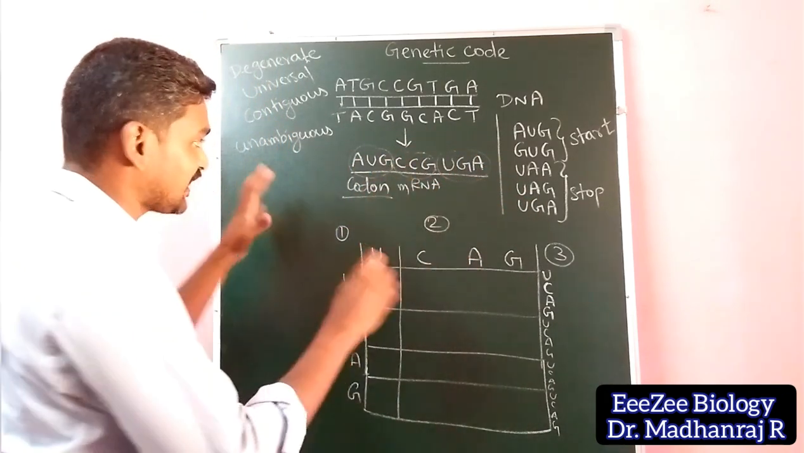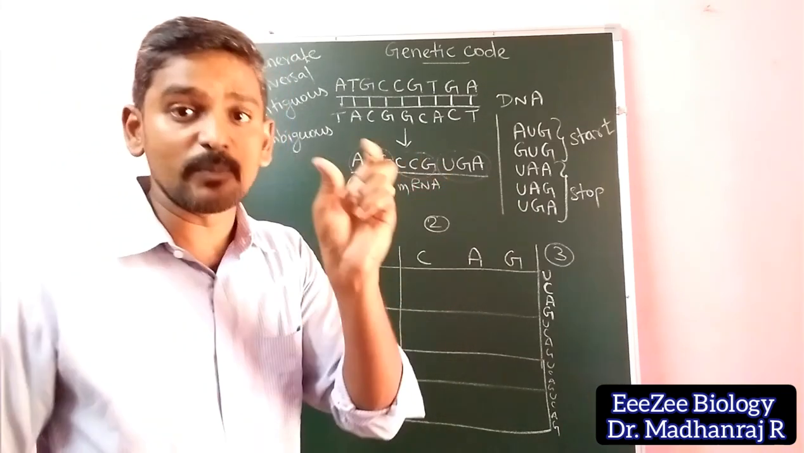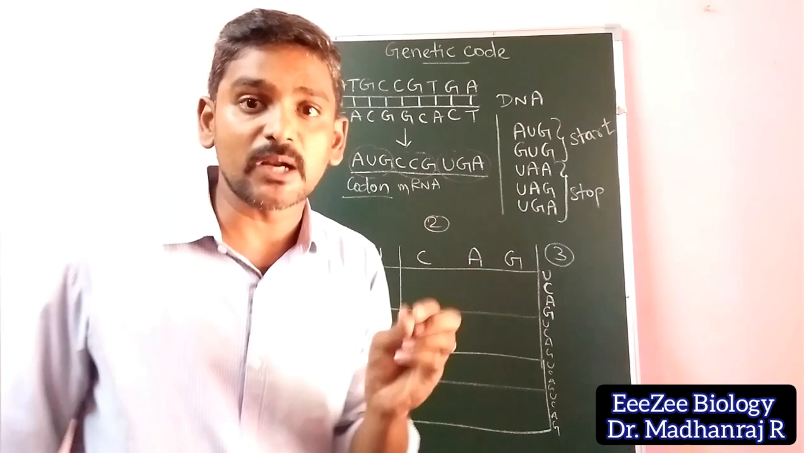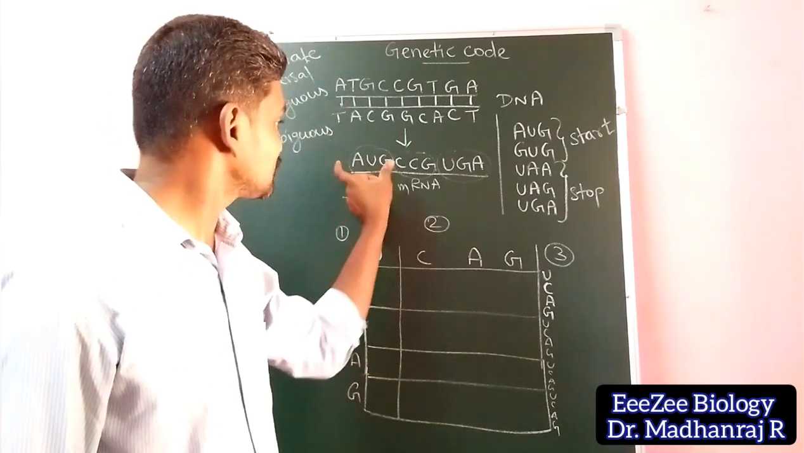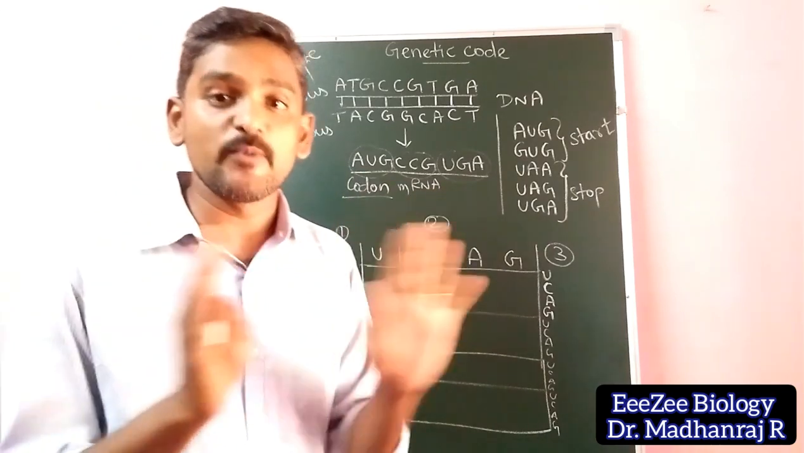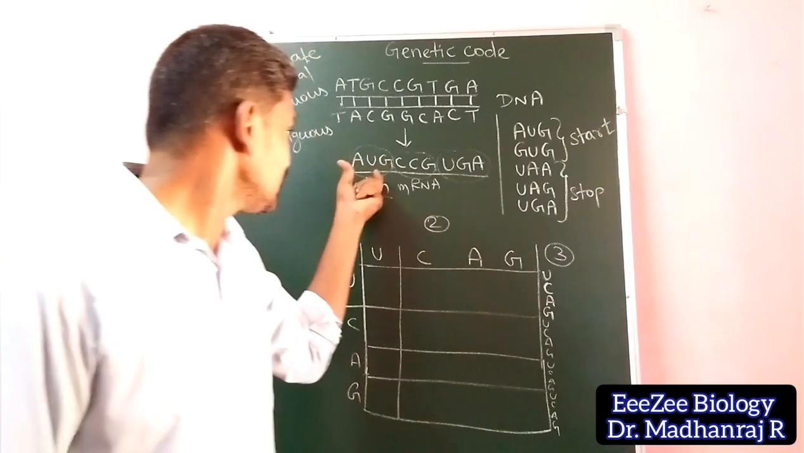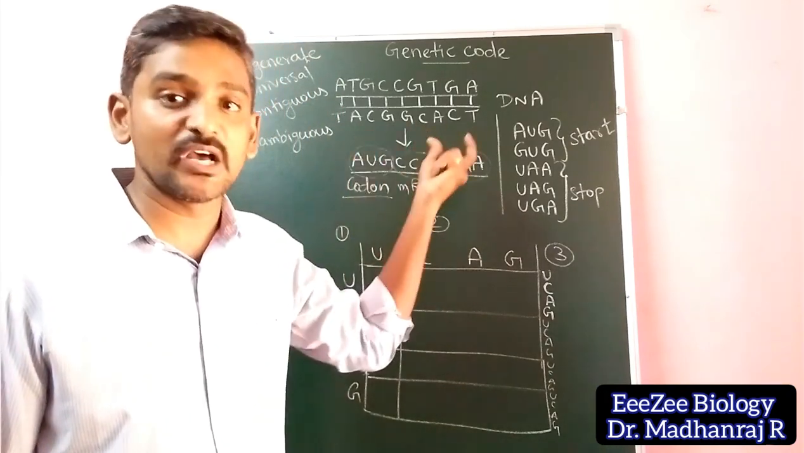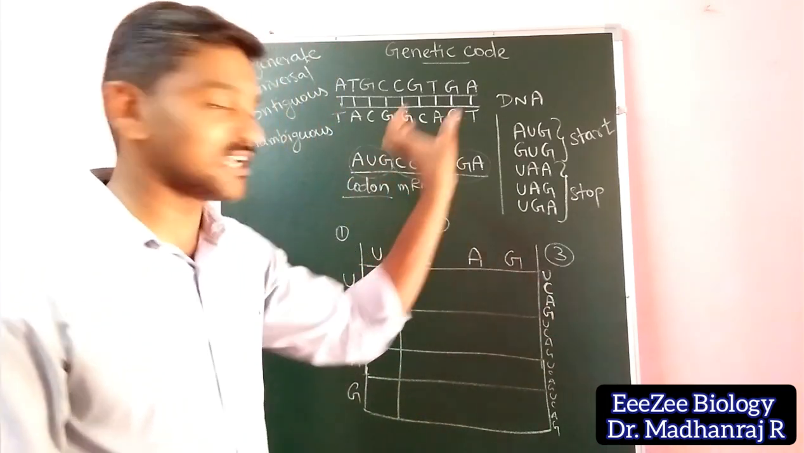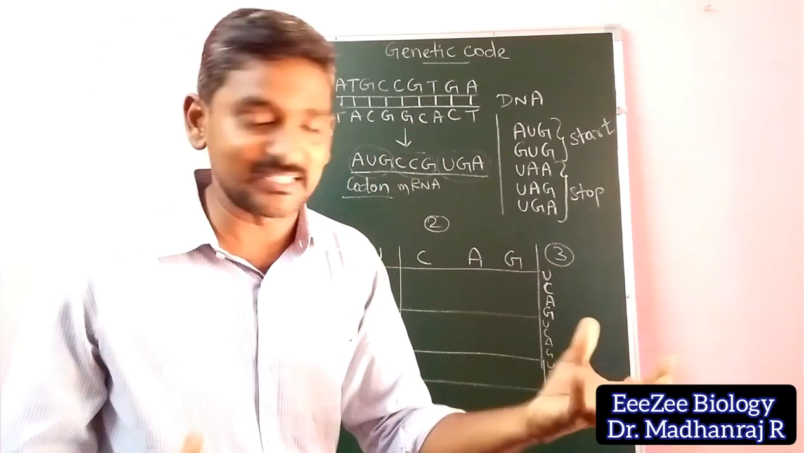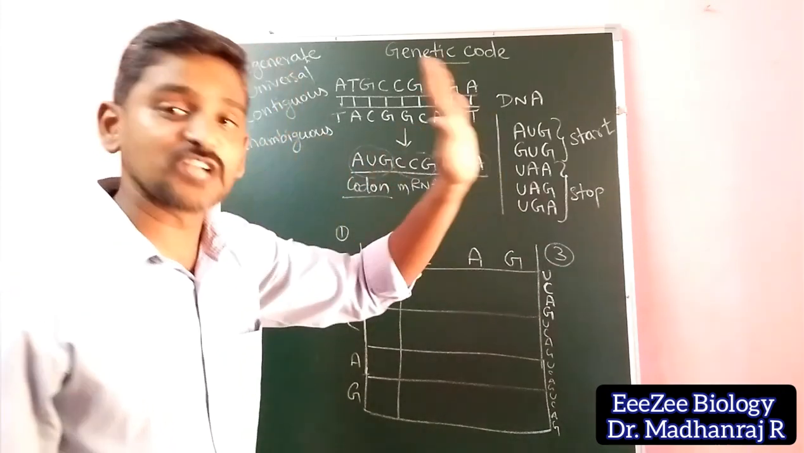The main feature of this genetic code is that it is always in triplet format. Triplet means only 3 bases, not more than that. If you consider 4, it will not code for any amino acid. Based on experiments and research, they found that only 3 bases can produce an amino acid, and 4 bases cannot. So three bases together produce the amino acid. This is a single codon, and many codons will be there.